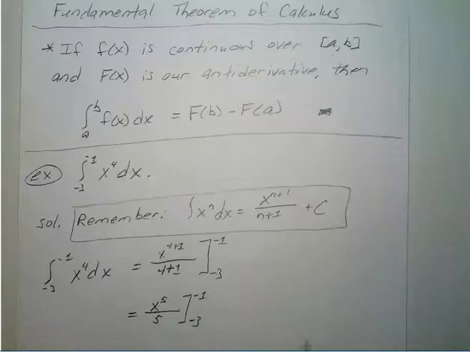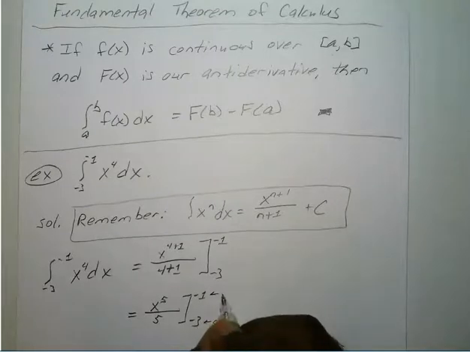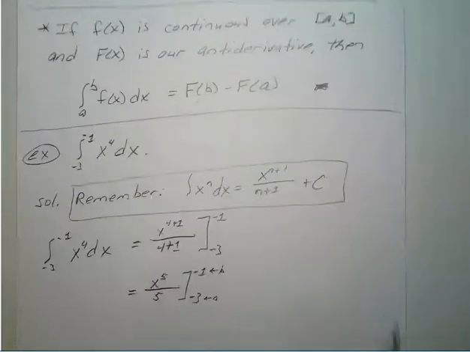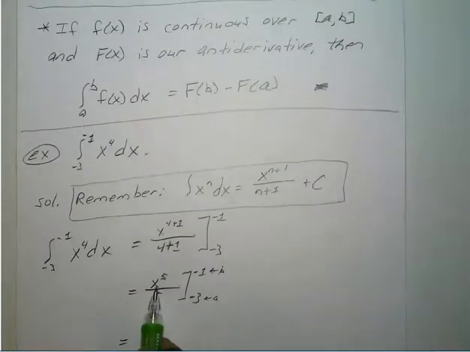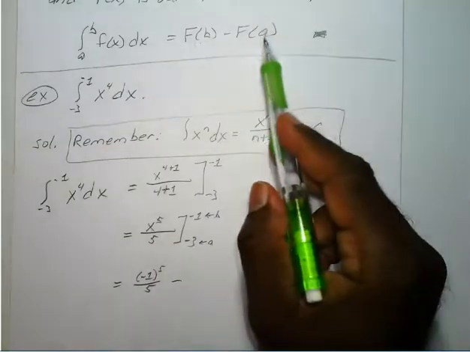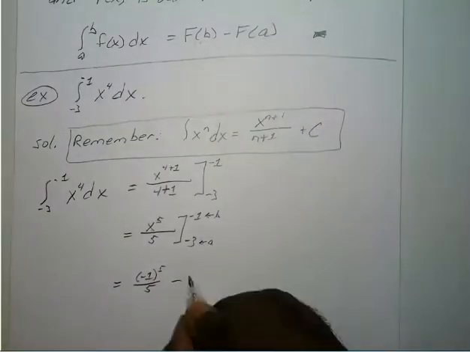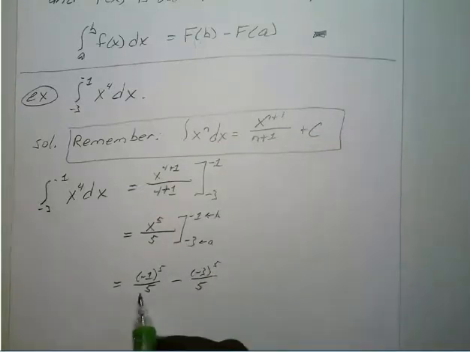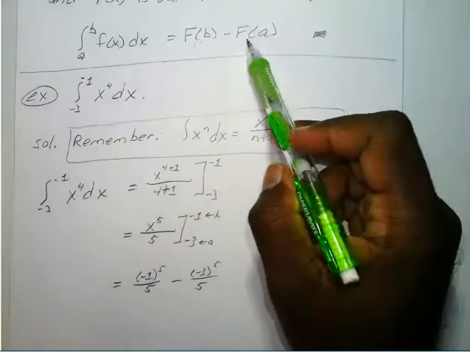Now, what we're going to do is, remember, you have your a and this is your b. You're going to plug in your b first. So that's going to equal, your b is equal to -1, so you have -1 to the fifth divided by 5, minus what you get when you plug in your a. So that would be -3 to the fifth divided by 5. So this is your uppercase F of b, and this is your uppercase F of a.